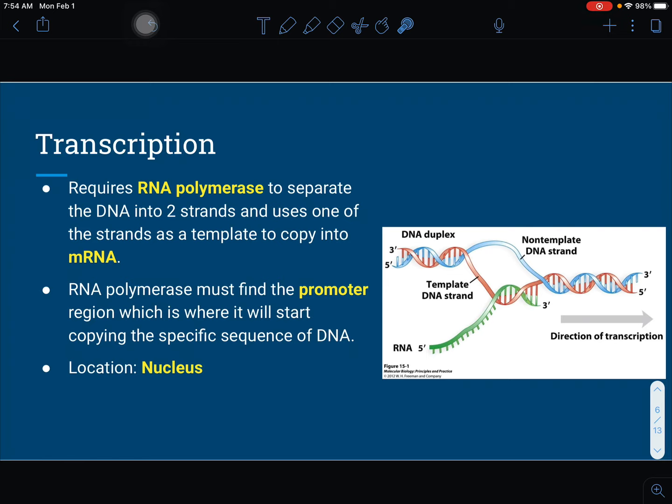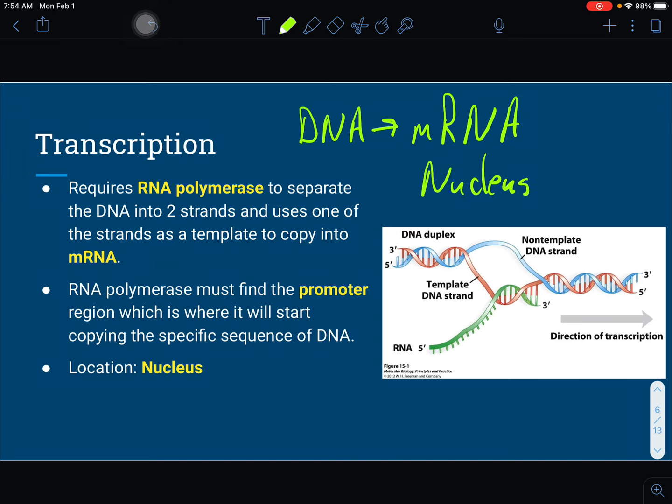And then RNA polymerase must find the promoter region, which is where it will start copying the specific sequence of DNA. DNA is really, really strong, and we don't just code everything. We need to give a start signal, and that's this idea of a promoter, and it tells the DNA where to start coding for that protein. And this all takes place in the nucleus. So transcription takes place in the nucleus, going from DNA to mRNA. That's kind of the big thing there.